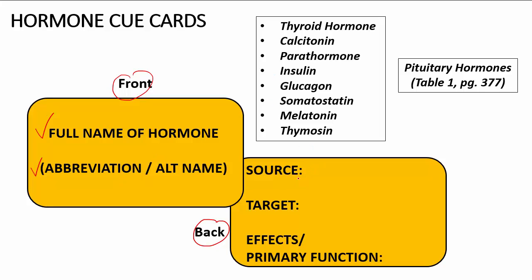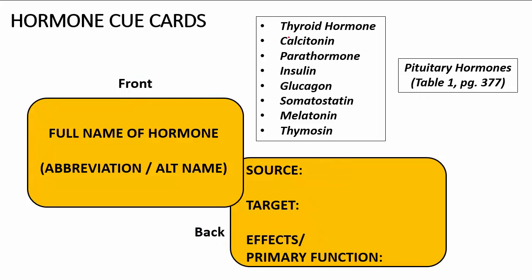On the back of the card, you're going to write the source, so where the hormone comes from. So you go back to your sheets, stuff we've talked about, go to the textbook if need be. Then you're going to write the target or targets, so you're just listing stuff here on the back of the card. And then down here, you're going to write the major effects or the primary function of the hormone. Now, the word primary function, I mention that because when you come to do the pituitary hormones, it talks about primary functions, not effects. So either term would work.